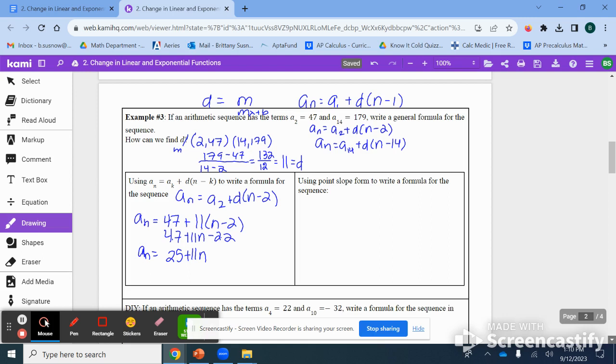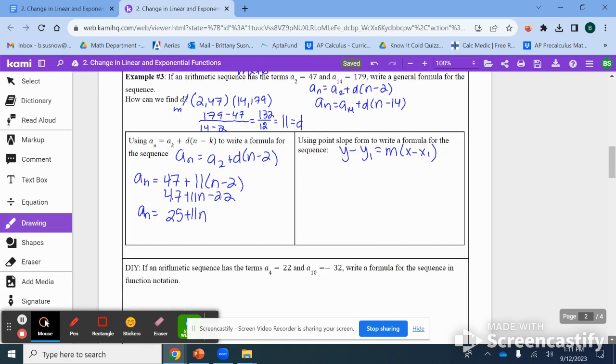So that's one way to do it. The other way is using point slope, something we already know. So that formula, y minus y1 equals m times x minus x1. Well, above, I already gave us points. We could use 2, 47, or you could use this one. So you could say y minus 47. Our d is our slope, so the d here was 11 times x minus 2.